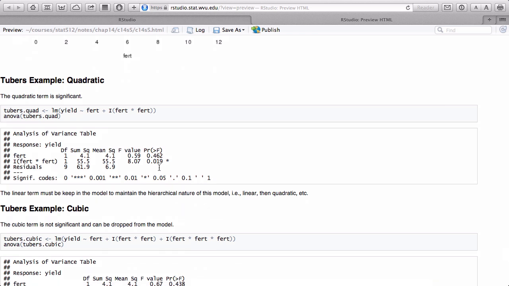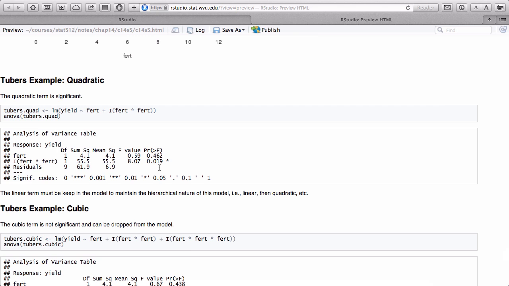That the quadratic term is significant. The p-value is 0.019, whereas the linear term is not. So if you were thinking in terms of what we just did, you might say, well, should I drop out the linear term? And the answer is no, even though it is not significant. I'm building up hierarchically, and dropping out the linear term is going to have an unexpected consequence on the model. This is what we call a hierarchical model.